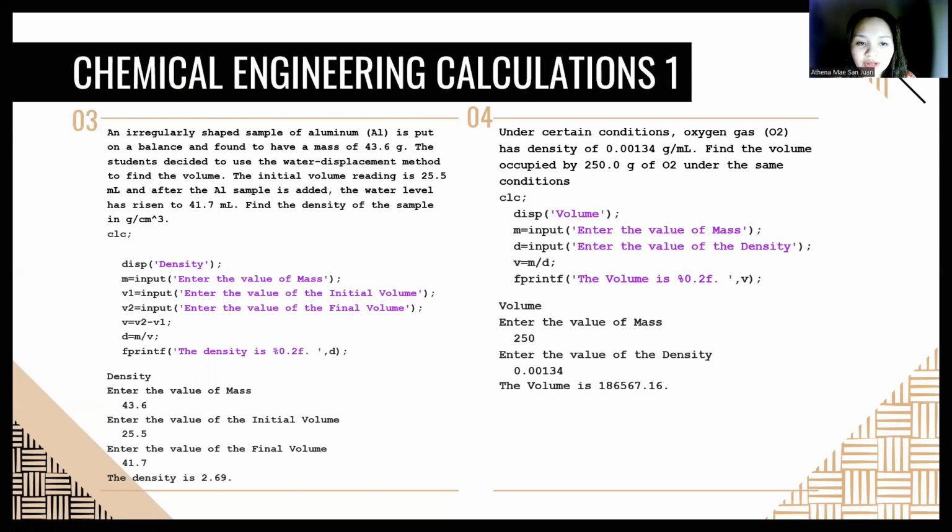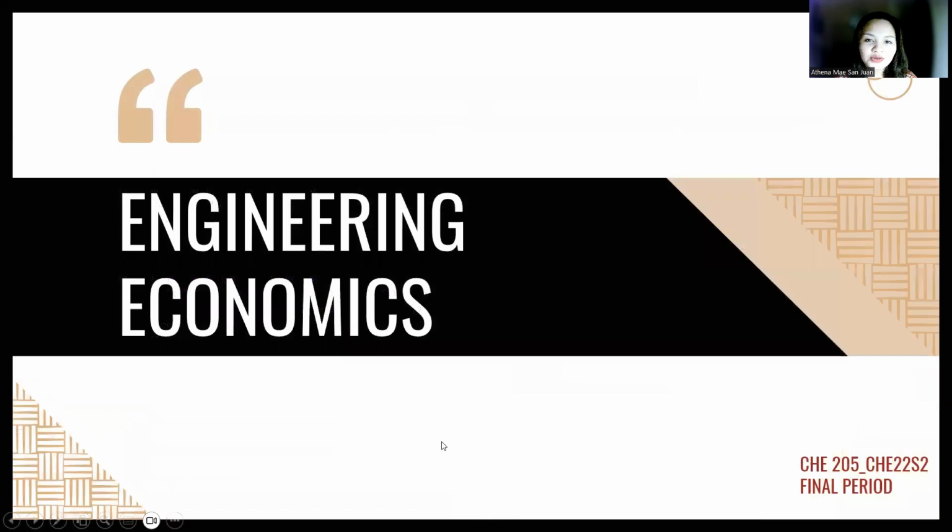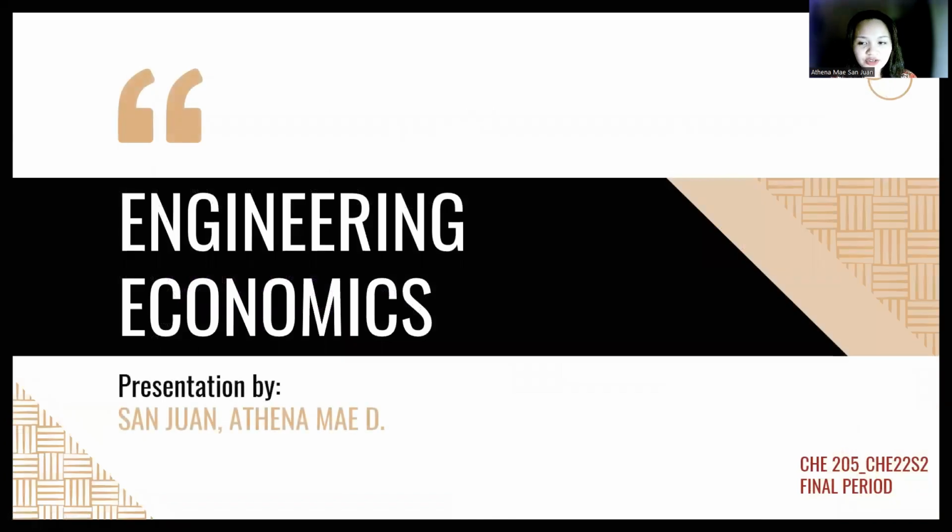So the last one for the chemical engineering calculations 1 is number 4. Under certain conditions, oxygen gas has density of 0.0013 grams per ml. Find the volume occupied by 250 grams of O2 under the same condition. So we need to find the volume. So enter the value of the mass, enter the value of the density, and the volume is 186,567.16.